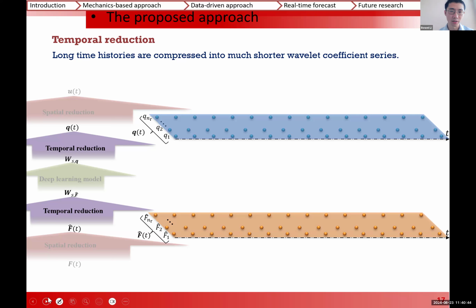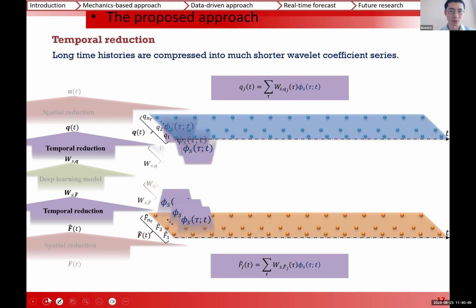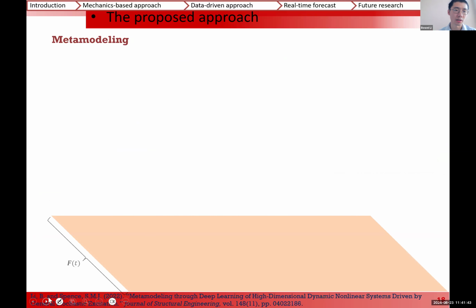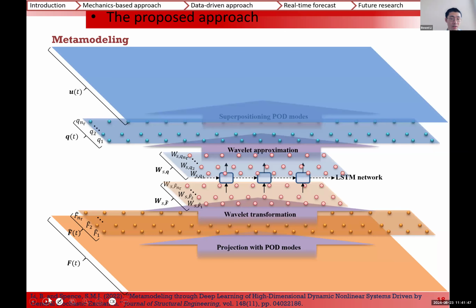The second step is to reduce the length of the time series. The idea is to take advantage of wavelet approximation to convert both the reduced inputs and outputs into much shorter wavelet coefficient series. After that, we can introduce deep learning neural networks to find the mapping from the inputs to the outputs of reduced size. Note that the mapping from the wavelet coefficients of my reduced inputs to the reduced outputs is still a sequence-to-sequence mapping problem. A type of neural network that is pretty suitable for this task is the long short-term memory neural network. So here is the schematic of the meta modeling scheme.